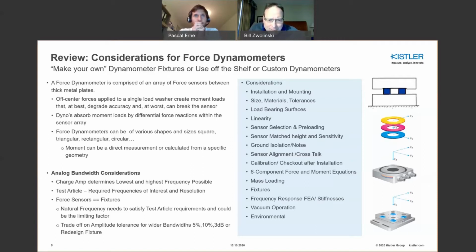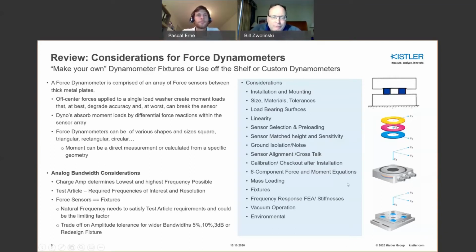And a lot of times I get calls from various R&D groups, and we're always looking at ways of fitting these requirements based upon the type of sensor, the number of sensors, the fixture design, and so forth. But sometimes we have to resort to just using a wider amplitude tolerance. Okay, it might be the most practical aspect of a decision. Maybe you go from a 5% to a 10% tolerance to get the wider bandwidth. Various considerations were covered in part 1.